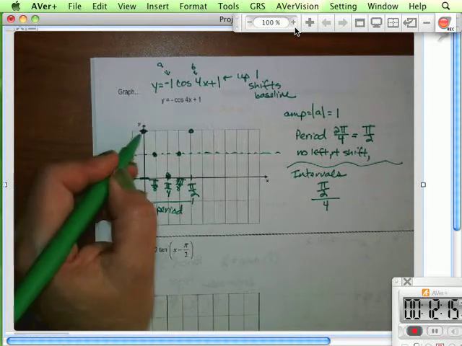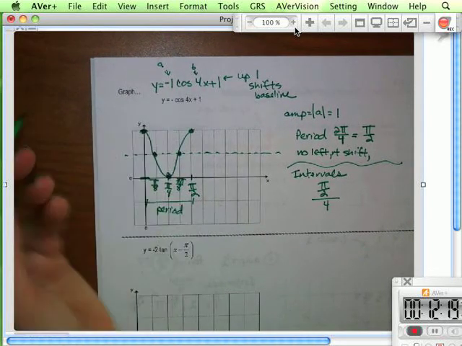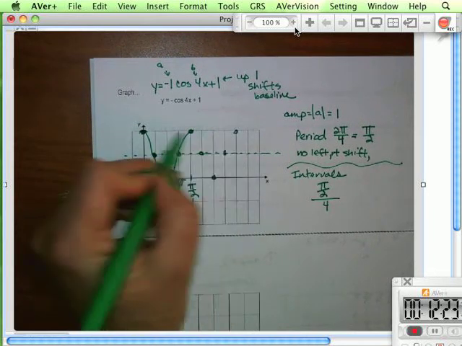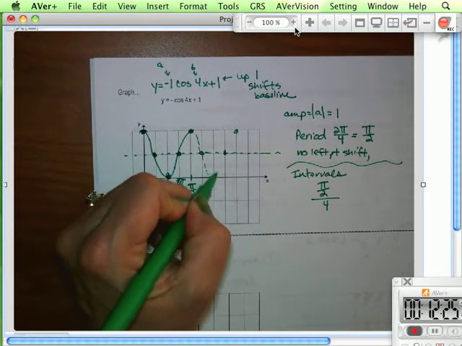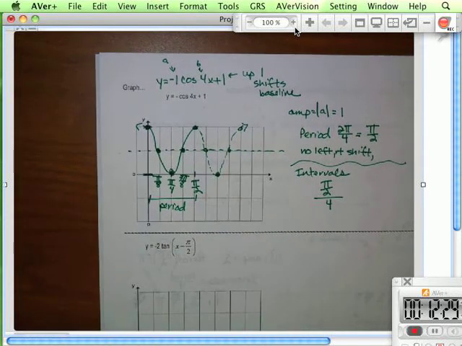And then you kind of sketch it. And then remember, it's going to keep going. So you should always sketch a second part of it, at least, if there's room. Okay?